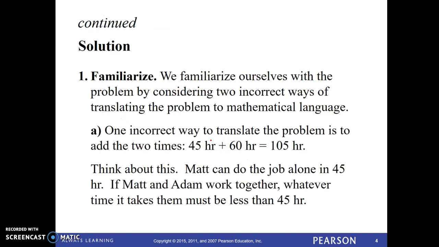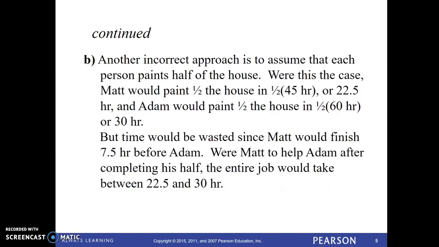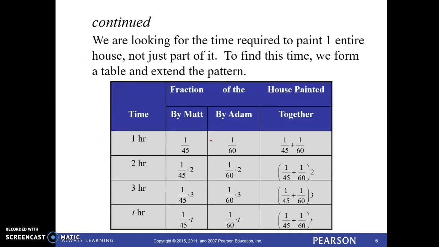Well, familiarize yourself. What we do is go back, reread the problem, pull out the good information. One incorrect way to translate the problem is to add the two times together. Now, that's nonsense. It's going to take 105 hours when it only took one person 45, the other person 60 working alone. That doesn't make sense. Another incorrect approach is to assume that each person paints half the house. Well, that doesn't make sense either because one is able to do the job in less time.